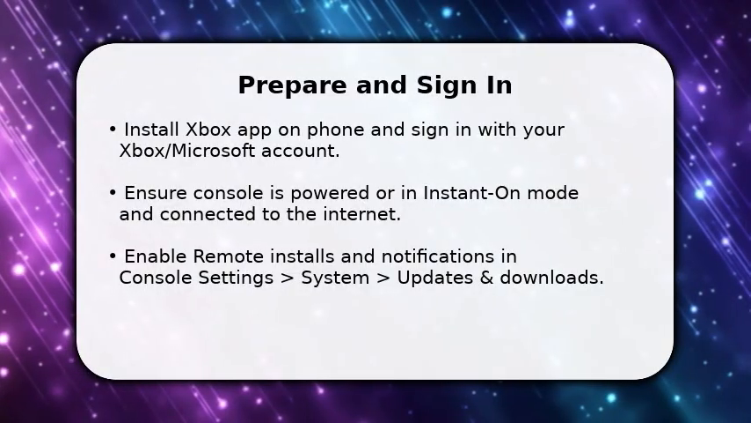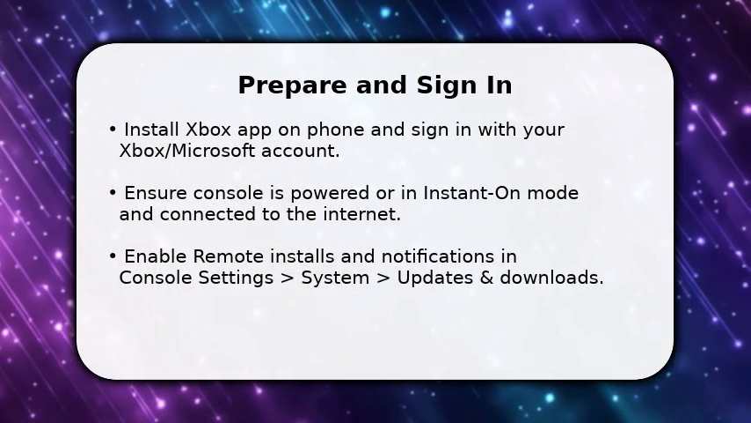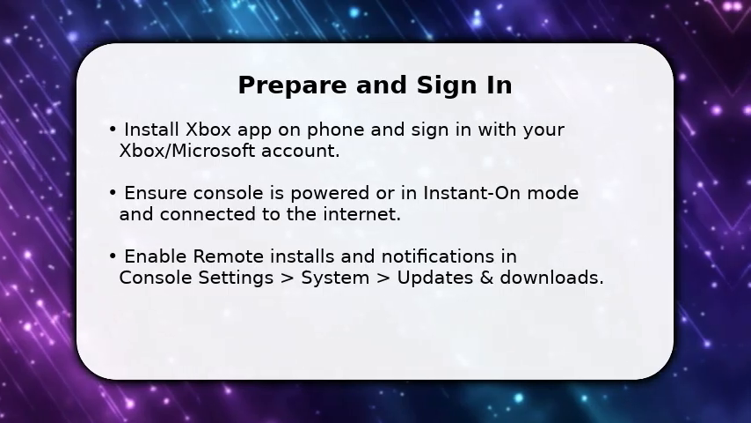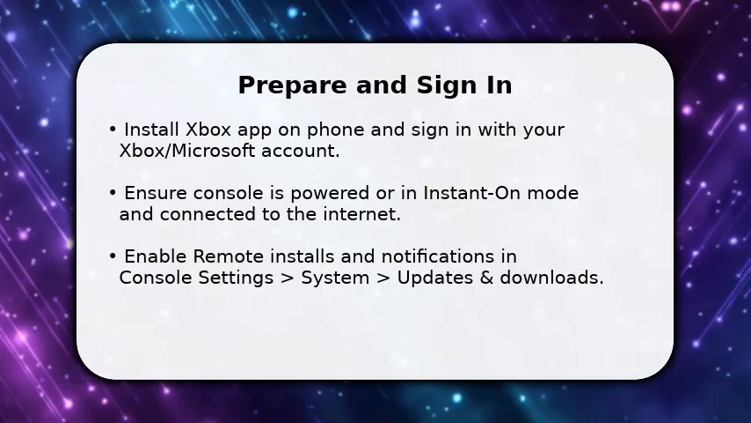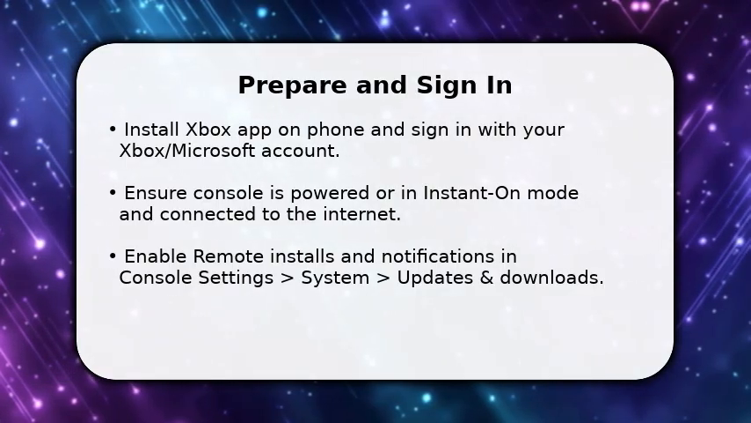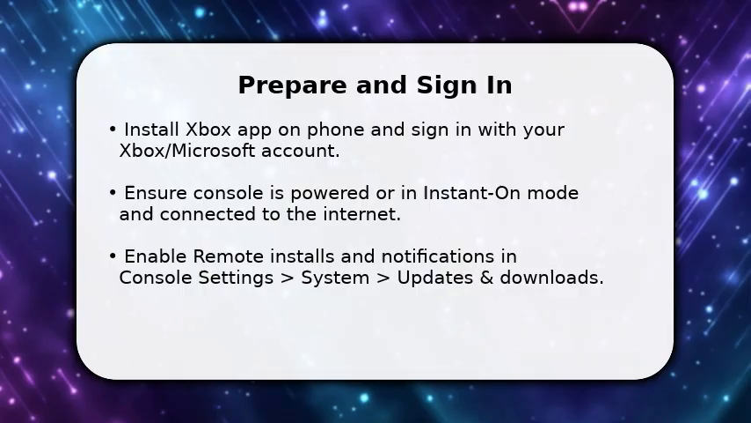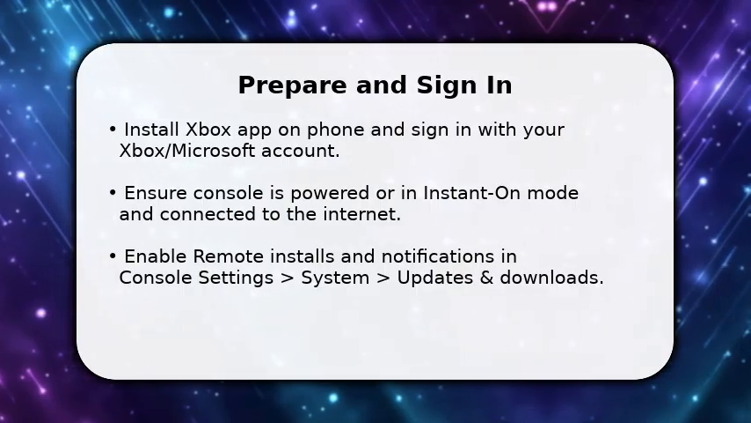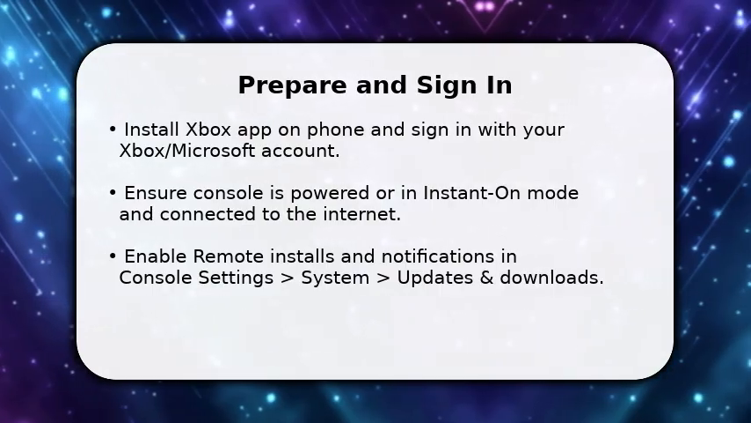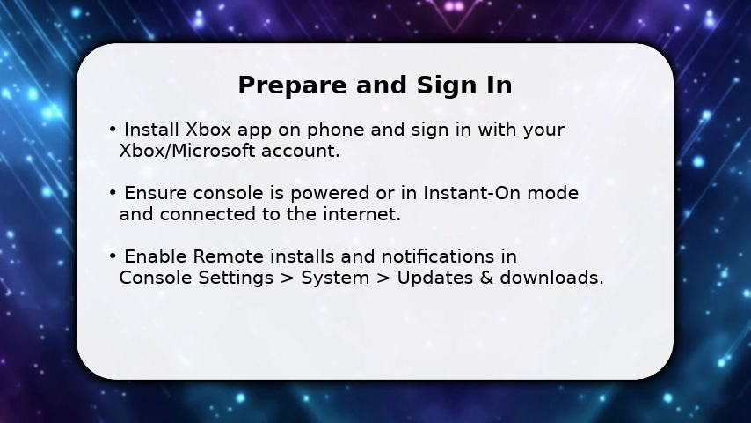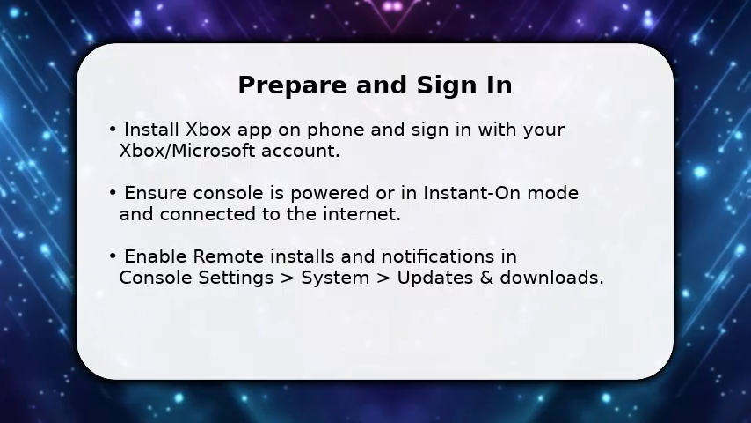You start by getting access and permissions. Sign in to the Xbox app on your phone using the same Microsoft account as the console, and make sure the console is online or set to Instant On. Once done, open Console Settings, go to System then Updates and Downloads, and enable remote installs and automatic updates so your phone can trigger game installs. This step ensures control and avoids failed transfers. You need both app access and console readiness before proceeding to launch updates from your phone.